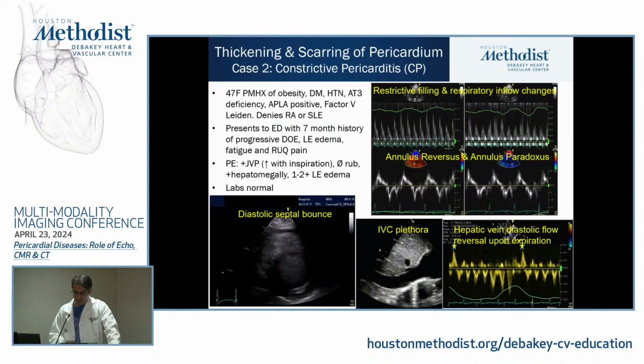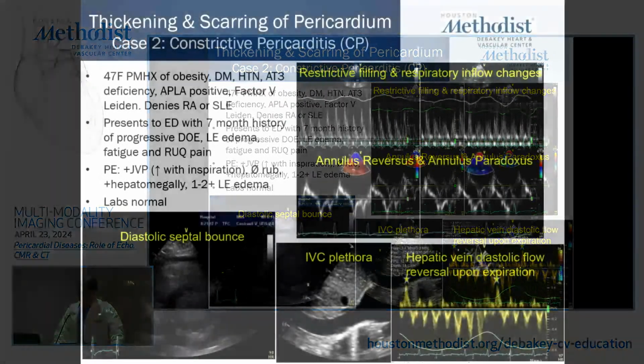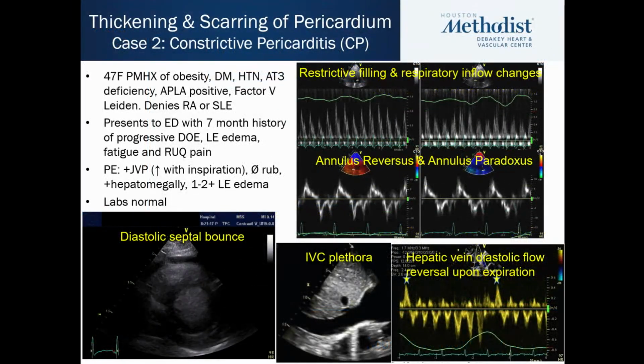So this is a very similar case to what Maan had mentioned and shown, which had all the exact findings that he had discussed. You have the diastolic septal bounce, you've got restrictive filling, and you've got respiratory flow changes across the tricuspid and mitral valves. You've got the annulus reversus with the very high septal E prime.